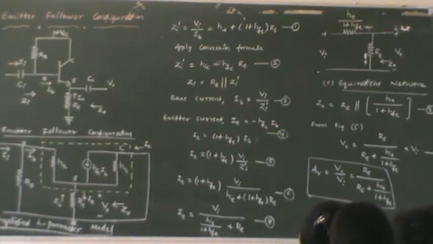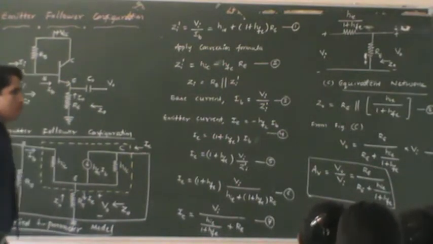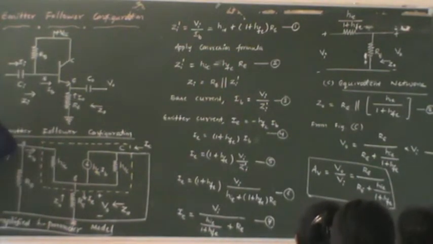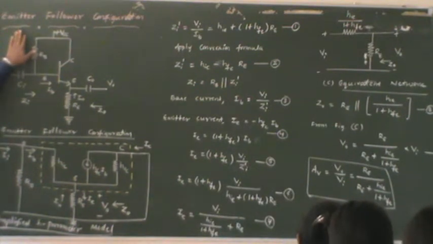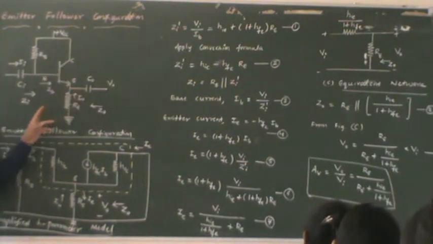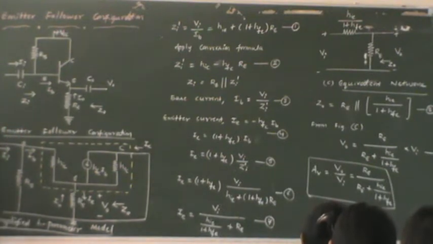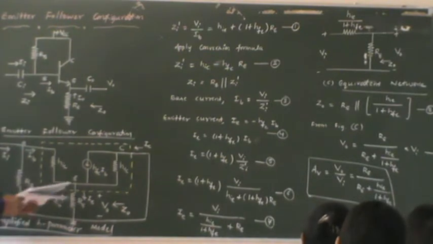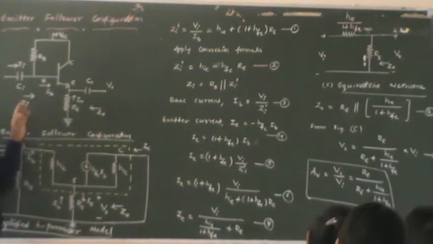Bit tricky to understand, compared with other derivations. So today's class we are going to discuss an emitter follower configuration. This is the circuit diagram for the emitter follower configuration. This circuit is a new circuit which you have not seen so far.